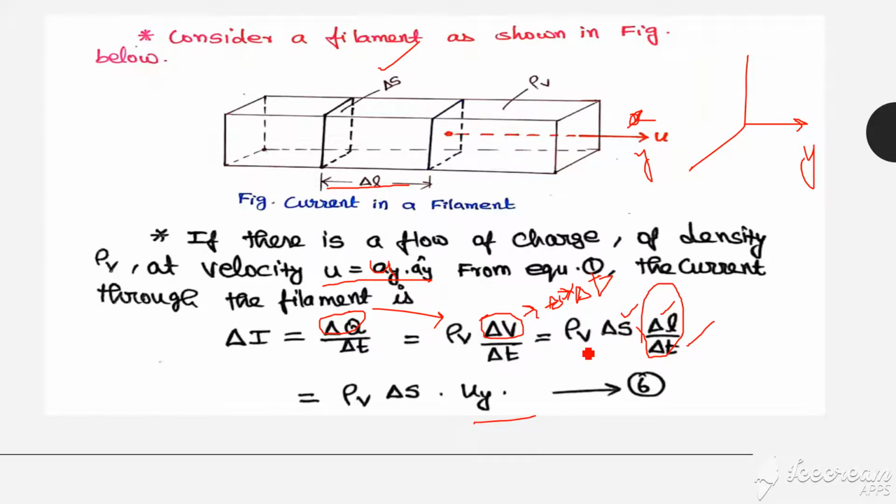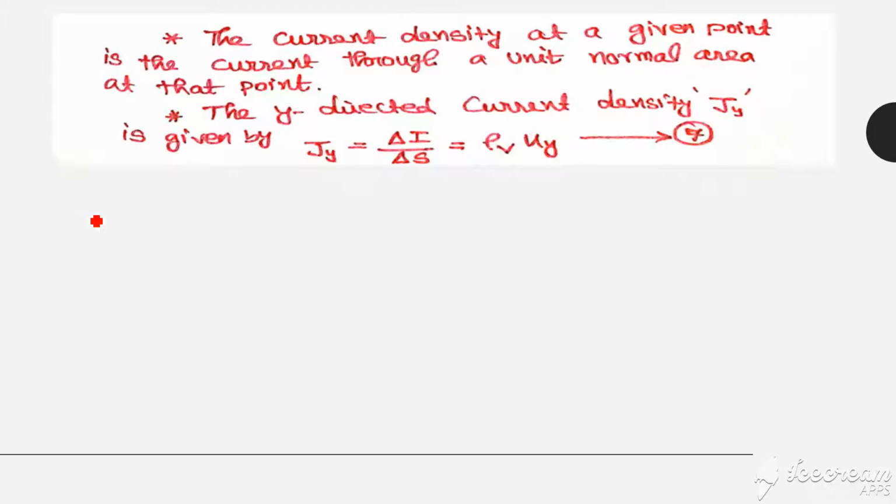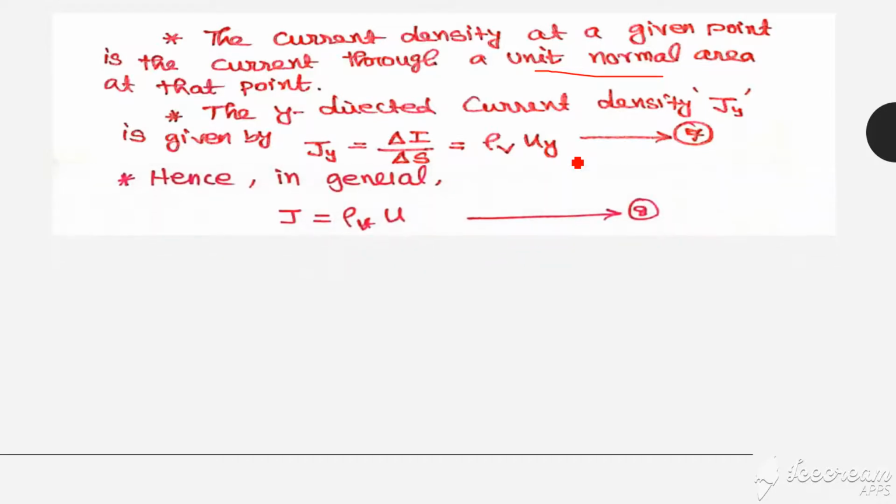So remaining values are same, rho v into del s into uy. This is equation number 6. The current density at the given point is the current through the unit normal area at that point. The y directed current density jy can be written as jy is equal to del I by del s, rho v into uy. Again in general we can write J is equal to rho v into u, that is, volume charge density multiplied with velocity.